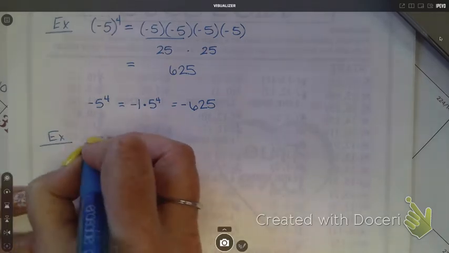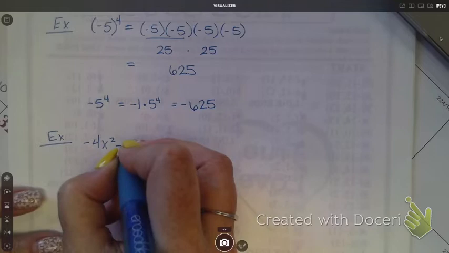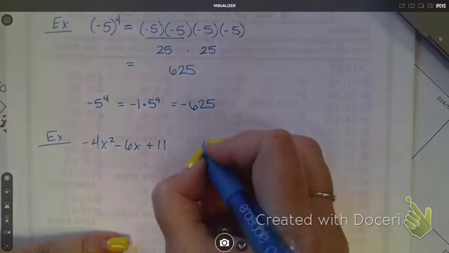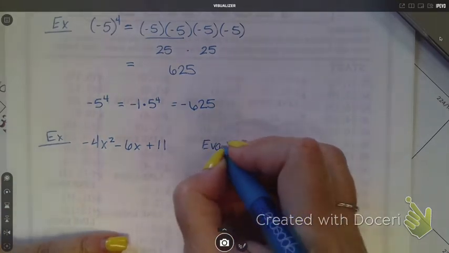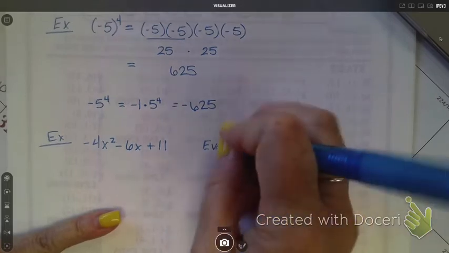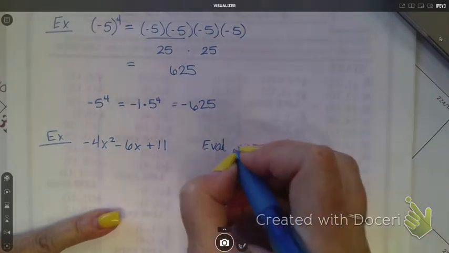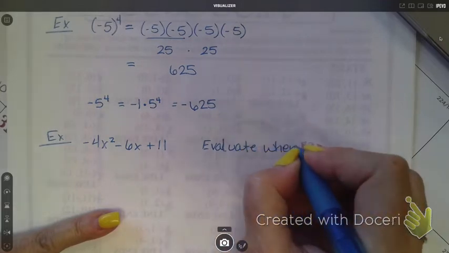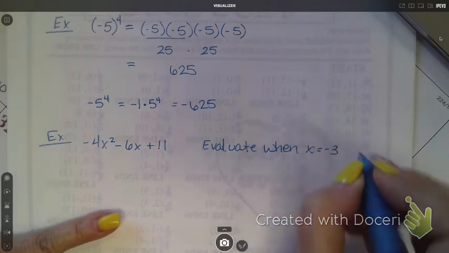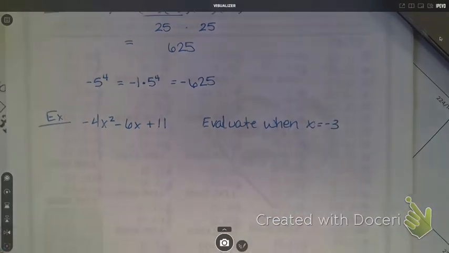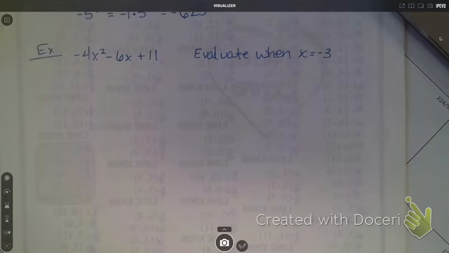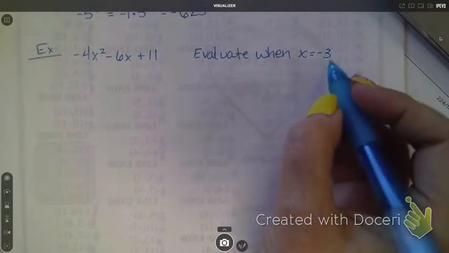So -4x squared minus 6x plus 11. We're supposed to evaluate. Oops, I forgot my L. When x equals -3. So what's that mean to do? Multiply? What do you mean multiply? No, it says evaluate when x is -3.